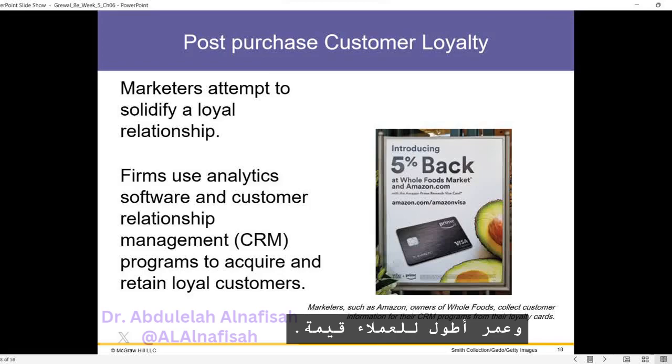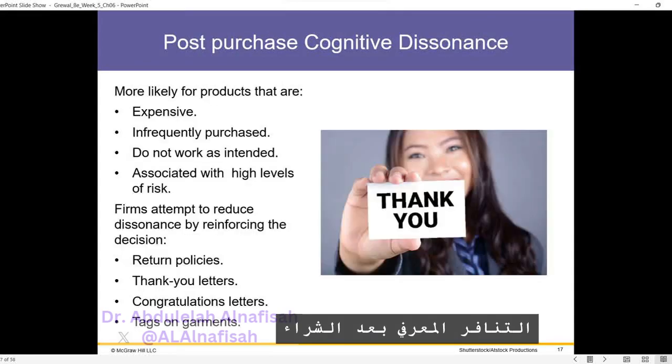lifetime value. Post-purchase cognitive dissonance.